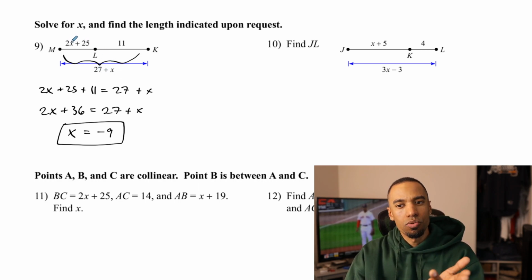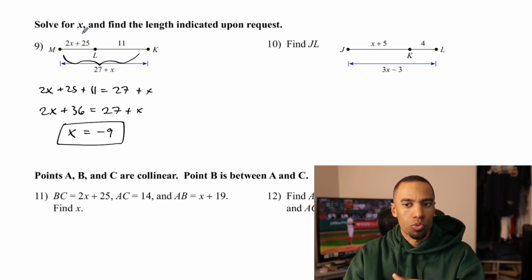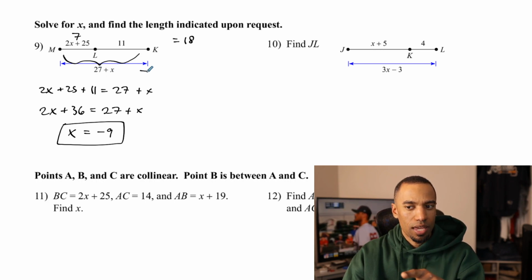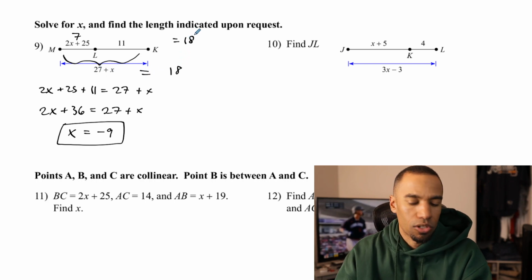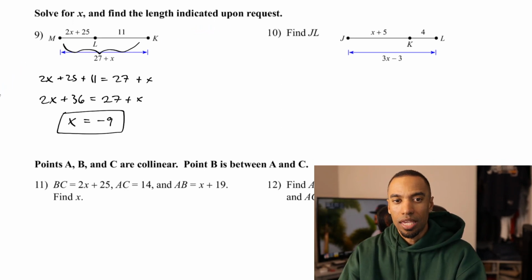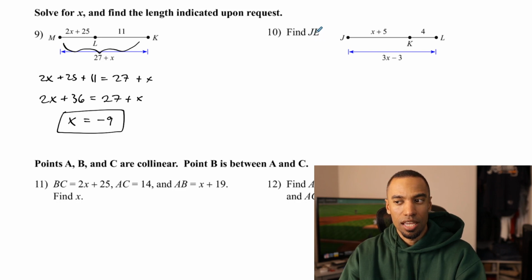And it doesn't. 2 times negative 9 is negative 18, plus 25 is 7. 7 plus 11 is 18, by the way. Let's see if that works. 27 plus negative 9 is also 18. Yeah, they're the same length. Clearly negative 9 is the value, and it didn't make anything negative. So it works out. So negative answers can be had, just not negative lengths.